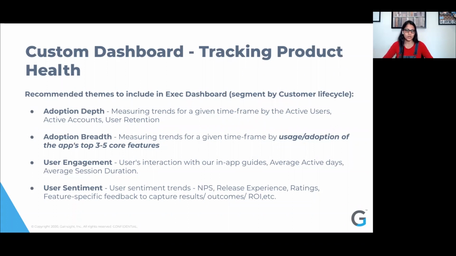When thinking about adoption breadth, which is the second measure here, you want to measure the trends again for a given time frame by usage or adoption of your app's top 3 to 5 core or golden features. That gives you a good understanding. It's a good leading indicator of your overall product health, adoption, and usage.